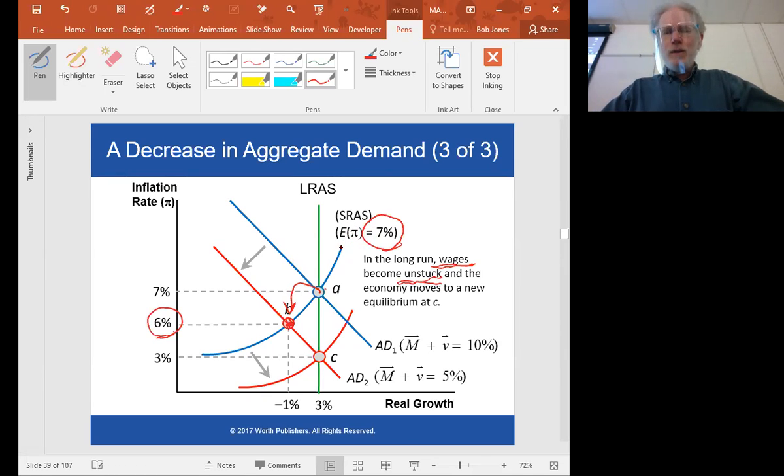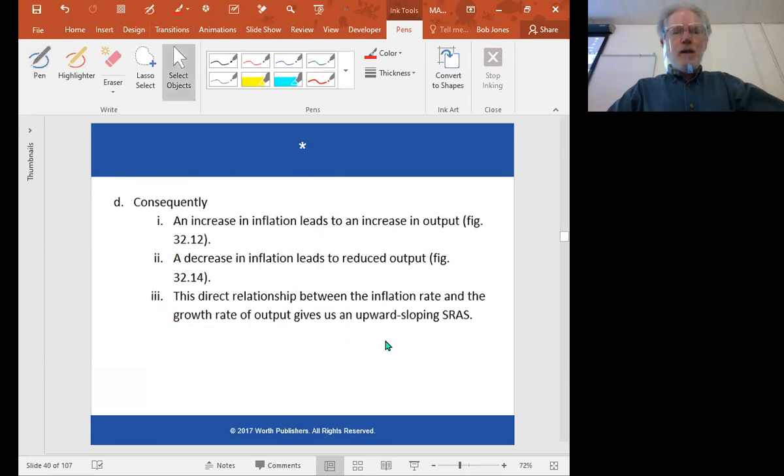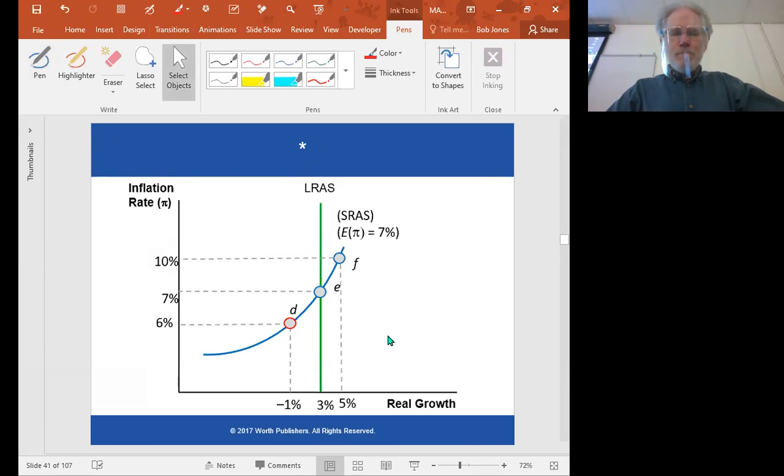Okay? Here we started with this curve. We're going to end up with a new curve that has shifted down. And the reason is because when people start to expect less inflation, the short run aggregate supply curve is going to shift down. Here, we're not finished with that. We'll come back to it just a second.